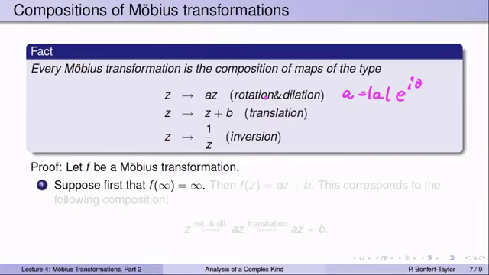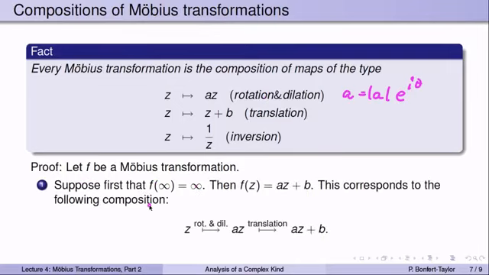Let's see why that is true. Suppose f is a Möbius transformation. Suppose first that f maps infinity to infinity. We saw that then f is of the type az plus b. But az plus b is a composition of 2 types of Möbius transformations. First of all, z gets mapped to a times z, which is the rotation dilation type, and then we add b to az, which is a translation. So az plus b is indeed a composition of these 2 Möbius transformations, the rotation and the translation.